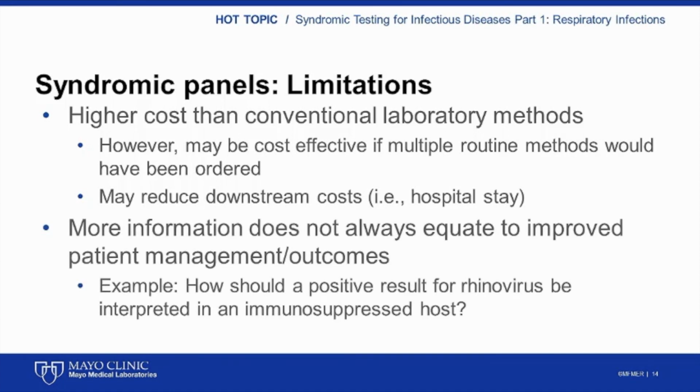Another issue to keep in mind with multiplex panels is that getting more information does not always equate to improved patient management or patient outcomes. One common example is the detection of viruses such as rhinovirus or coronavirus in certain patients, such as an immunosuppressed host. For some of the targets on commercial respiratory panels, there are no specific therapies available, so it is sometimes difficult to determine how to best manage a positive result.